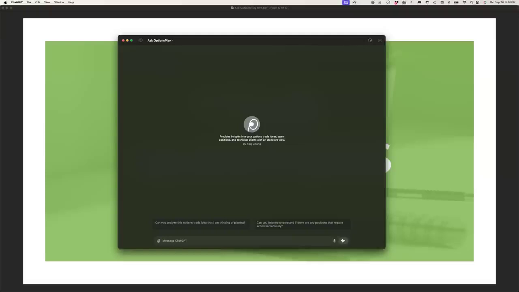There's no extra charge for this. This is completely free of charge. Anyone with ChatGPT can access it. You obviously need an OptionsPlay subscription to access the OptionsPlay platform, but the AI assistant is free of charge.